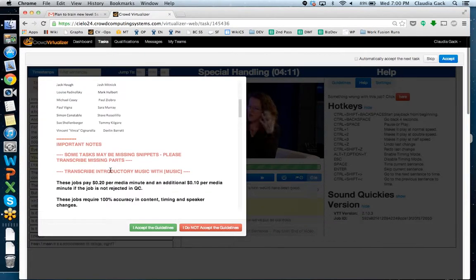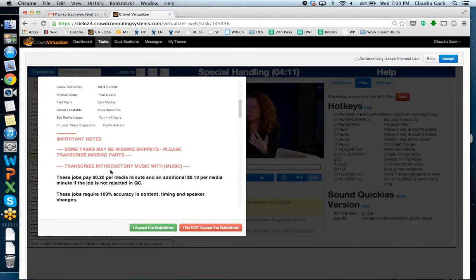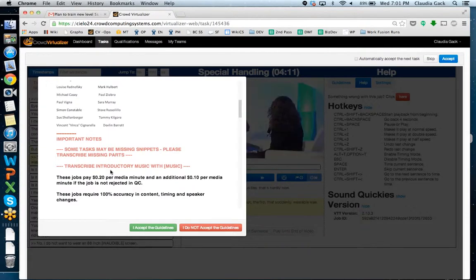Another important note is that sometimes the tasks may be missing snippets. This is unlikely, but it could happen. This means there's maybe 25 seconds of audio which has not been transcribed yet. Please do transcribe those missing parts. This is very much essential to this work.